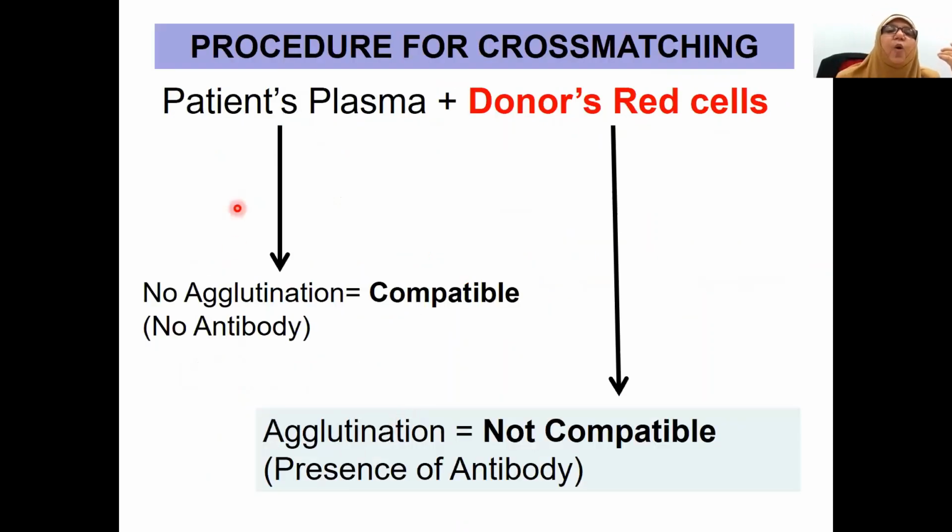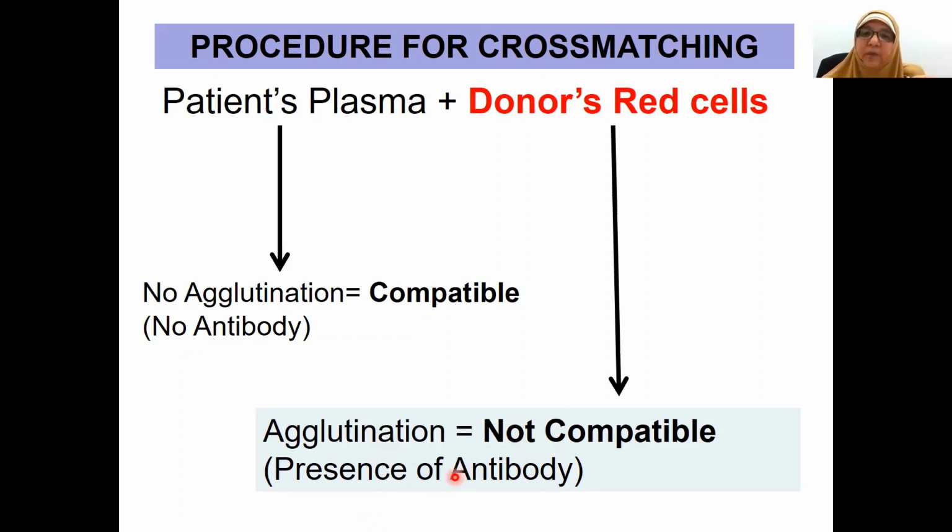When we do cross-matching, we match the patient's plasma with the donor's red cell. It's no more reagent red cell. No agglutination is compatible. If there's agglutination, it's not compatible. If it is not compatible, then we have to suspect the presence of an antibody, and we send for antibody identification. If you are still alert, you're not sleeping, it will cross your mind: we already did antibody screening earlier, why was it negative? Why is it not compatible now? If you are wide awake, why can this happen?